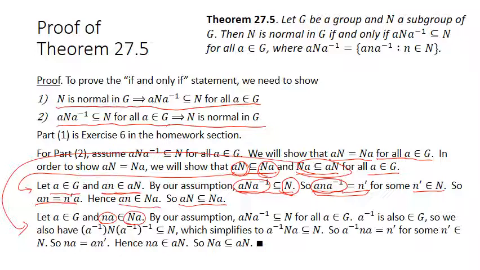So again, by our assumption, we assumed that a N a inverse is a subset of N for all a in G. Now, notice that we did assume that for all a's in G. So a inverse is also an element of G, so we could just as easily say the same thing about a inverse. And to do that, what it would look like is this: a inverse N times a inverse inverse is a subset of N. So that's making the same statement, but for a inverse instead of a. And that can be simplified.